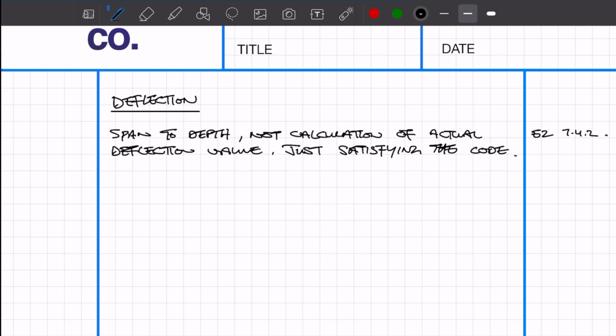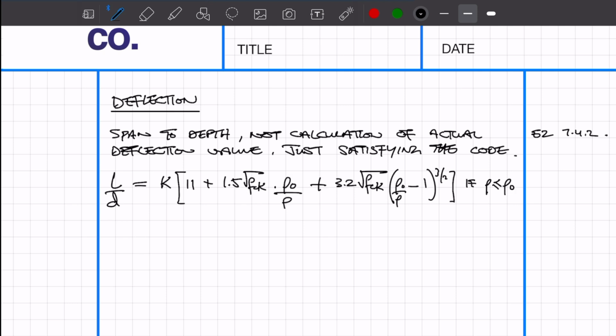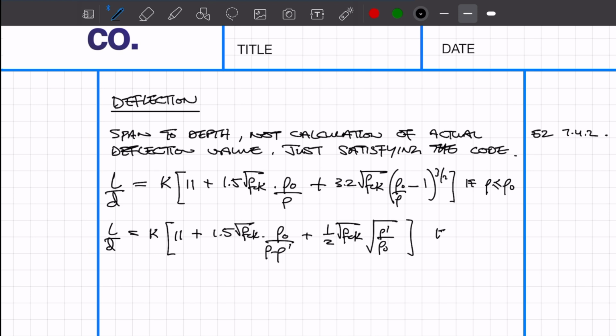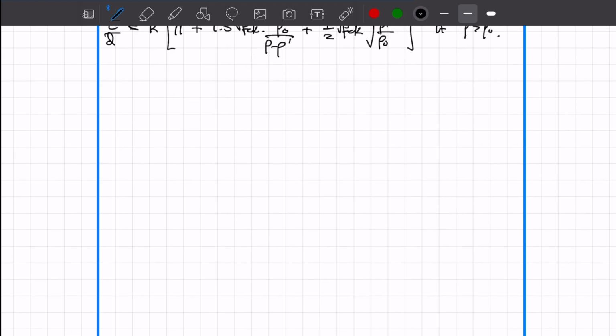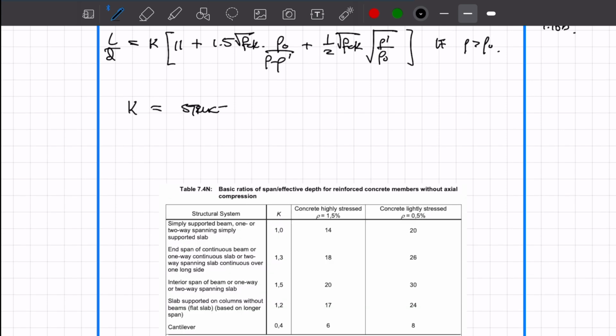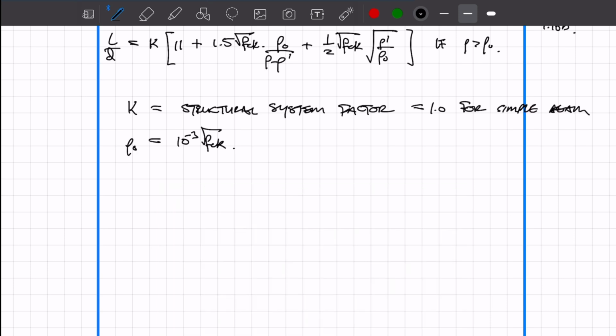I won't say the equations because they are really long, but basically there are 2 equations. If ρ is less than ρ0, then use equation A, otherwise use equation B. K is the structural system factor, and this value changes depending on what arrangement you have. The code will give you these values. For example, a simply supported beam like in this example is 1, but for flat slabs the K value is 1.2. ρ0 is just a constant based on concrete strength.